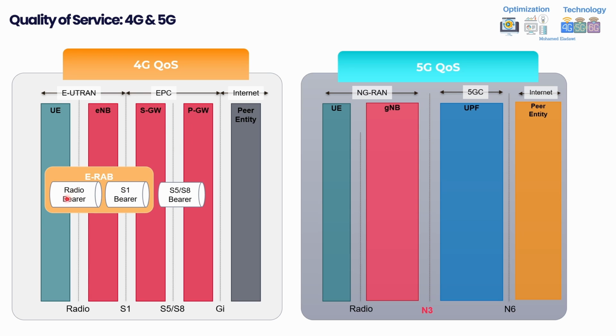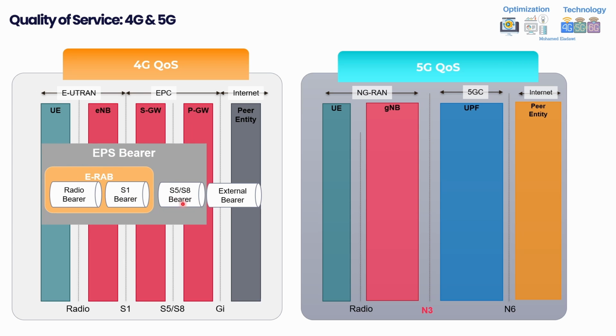As you remember, the radio bearer plus S1 bearer is called E-RAB. Then after establishing the S5/S8 interface or bearer, we'll be establishing the external connection with the internet, which is called the external bearer, and this is through the APN, access point name. So now we haven't addressed or highlighted the quality of service. Now, this combination of radio bearer, S1 bearer, and S5/S8 bearer is called the EPS bearer, and this is responsible for establishing end-to-end connectivity between the UE and the packet gateway.